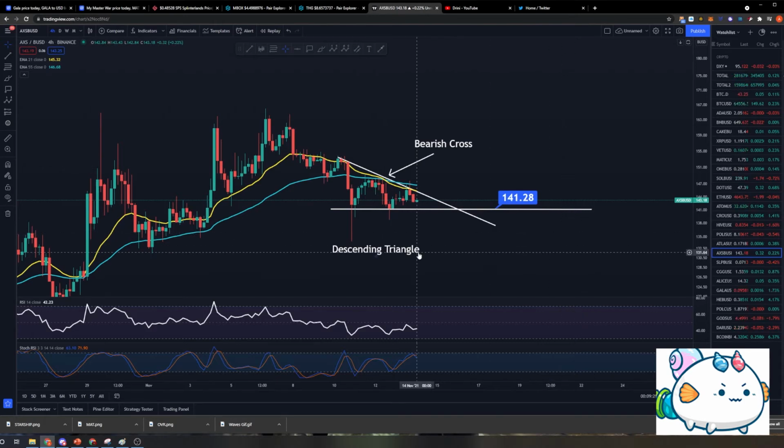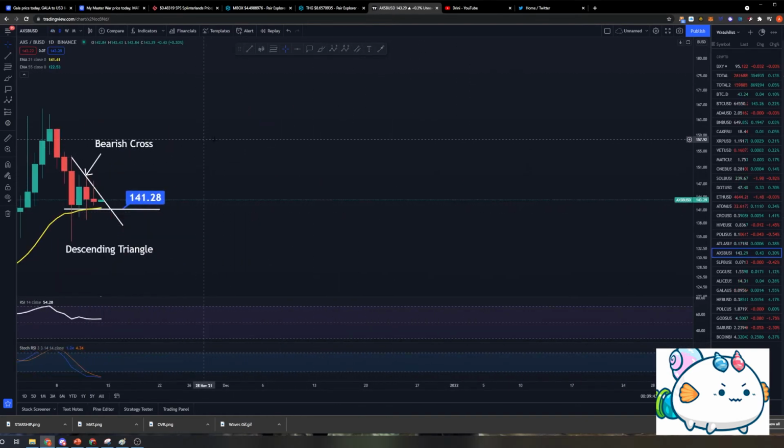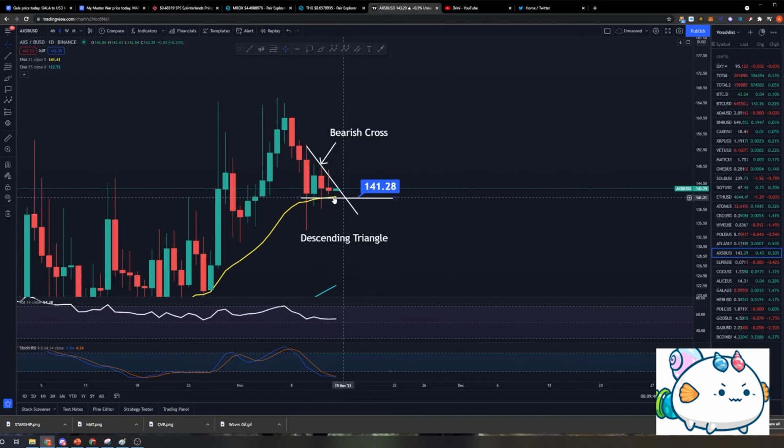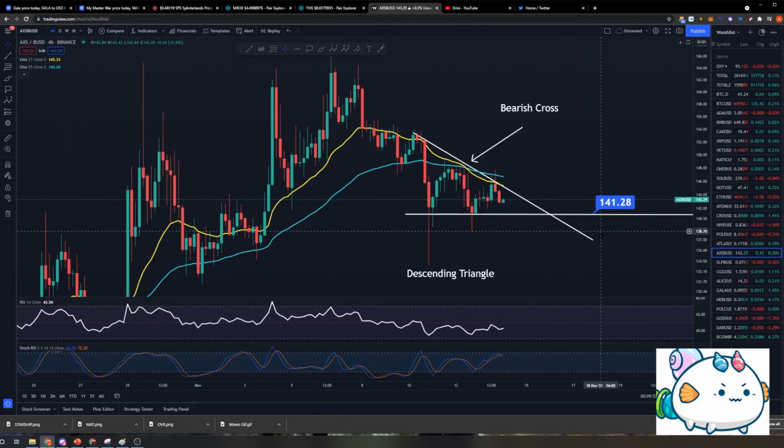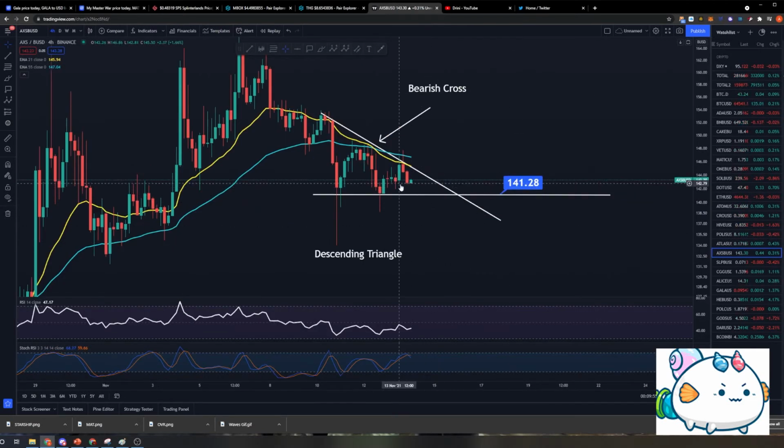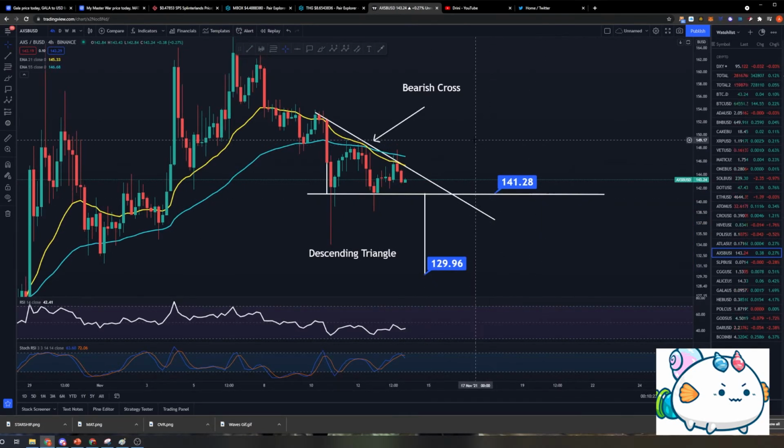Another pattern that's been forming is we have now started to form a descending triangle right here. This key price level of 141.28 is the current price of the 21 EMA. So this is a very, very crucial price point. If you lose the support level, then it's confirmation that we are on our way down. How do we know that it's confirmed that it's going down? If you break this descending triangle structure to the downside. If that happens, you have a technical target of $130.